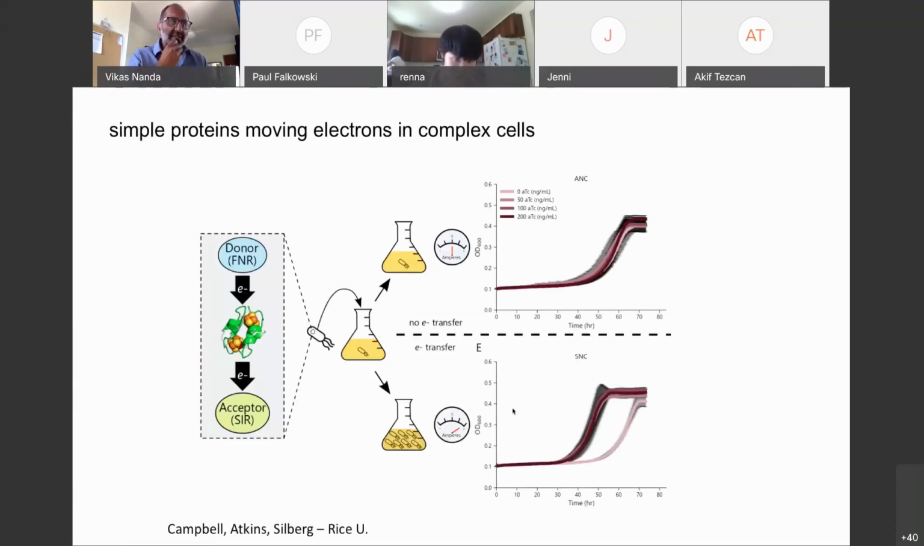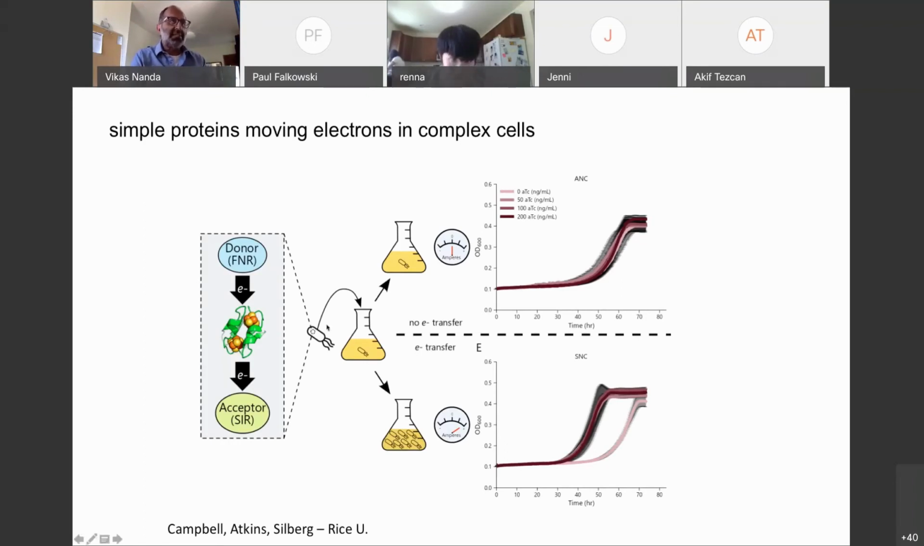What's also very exciting about these simpler ferredoxins is that when we put them inside of cells, they're capable of functioning as electron carriers. Ferredoxin normally functions inside of cells as a shuttle for electrons, moving them from reducing sites like FNR to acceptor sites. This is work that we've done with our colleagues at Rice, who are part of the NASA collaboration, in particular Ian Campbell and Josh Atkins, and the PI is Joff Silberg.